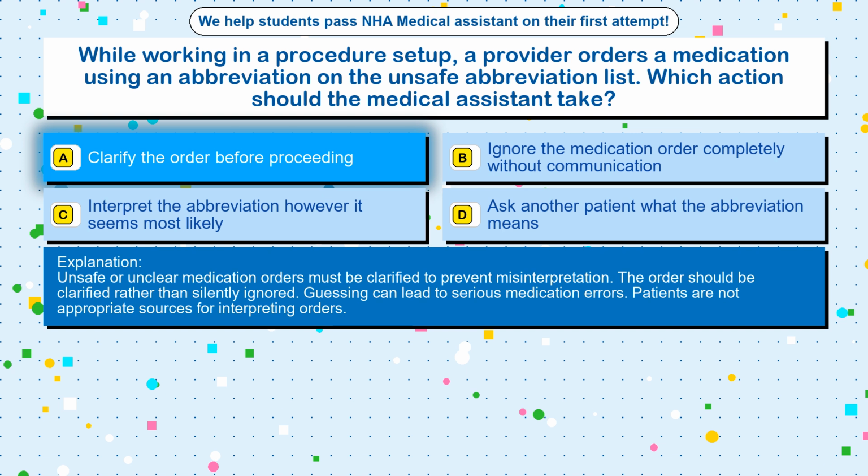Unsafe or unclear medication orders must be clarified to prevent misinterpretation. The order should be clarified rather than silently ignored. Guessing can lead to serious medication errors. Patients are not appropriate sources for interpreting orders.